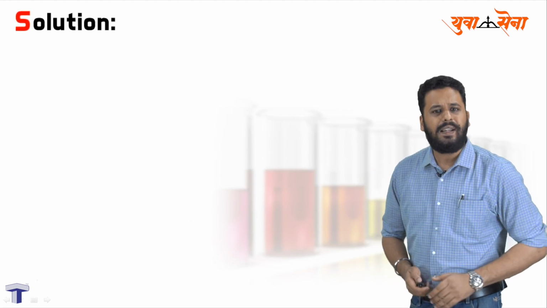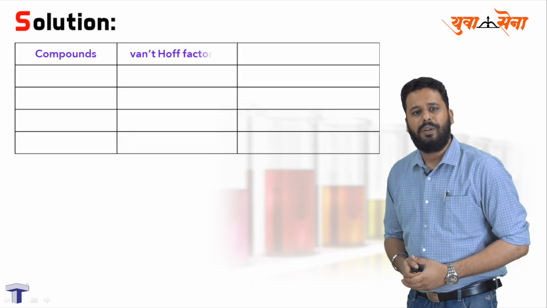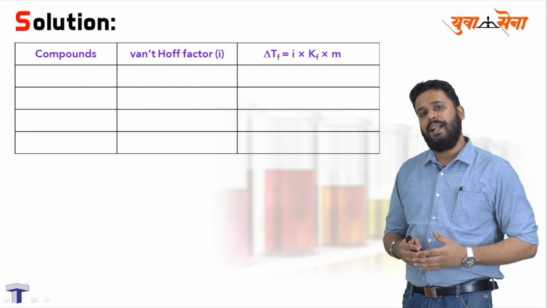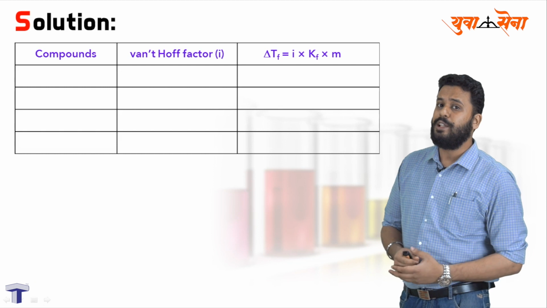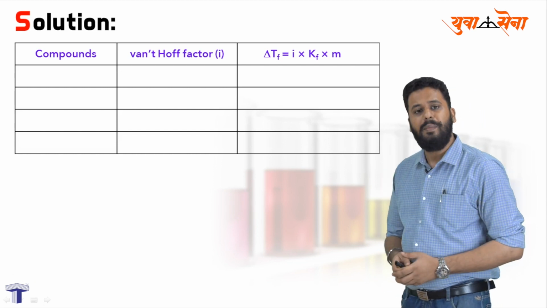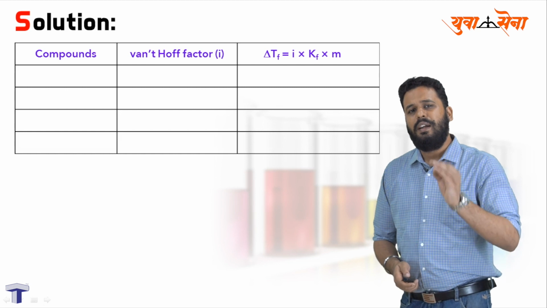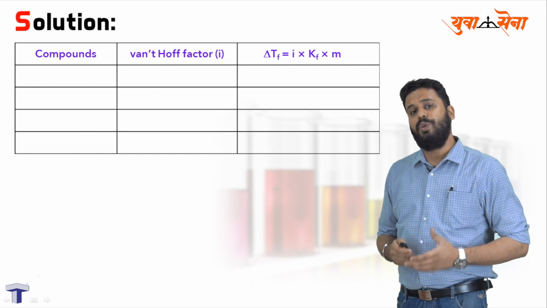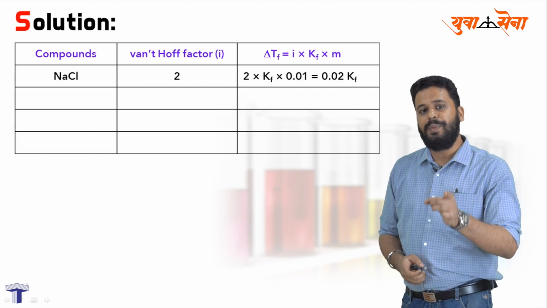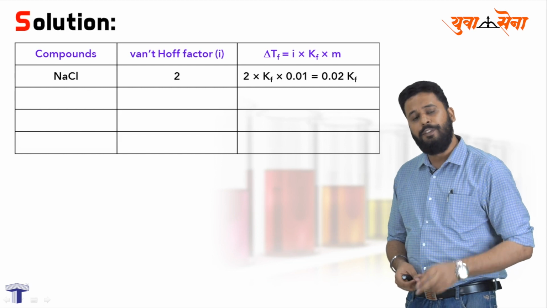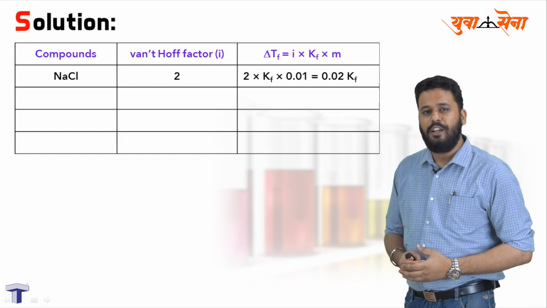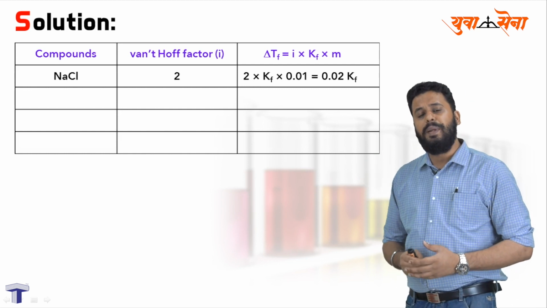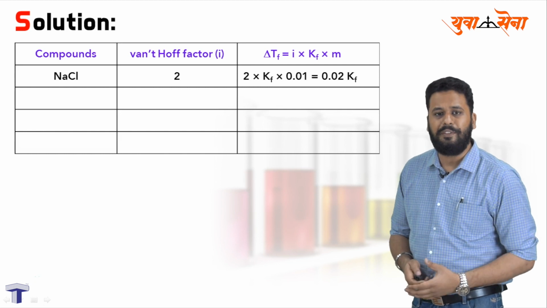Now let's quickly take a look at the Van't Hoff factor. Okay, we have the compound, we know the Van't Hoff factor, we can find the value of delta TF. We have already calculated what is molality for each one of them. We'll just multiply them by the Van't Hoff factor. If you take the first one, that is NaCl, if it dissociates, it will give you Na plus and Cl minus, which means the Van't Hoff factor here will be 2. And if the Van't Hoff factor is 2, it means that the value of delta TF that we will get here will be 0.02 Kf.